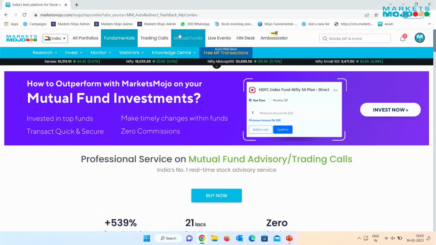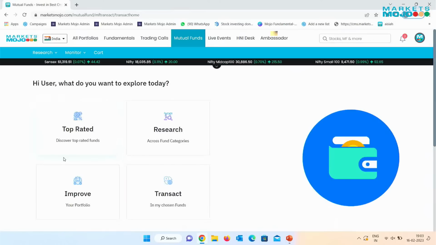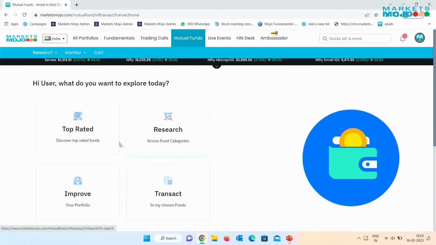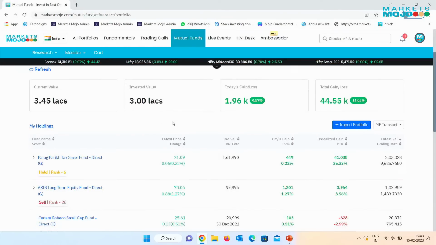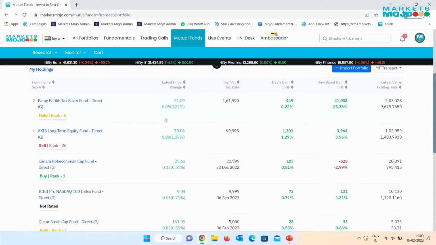So now as we are on the website over here, if you just click on mutual funds, which is the 4th option. Okay, so this is divided into 4 different things over here. You can research the top rated funds, okay, across categories. You can have a look at your portfolio. It's really easy to import your portfolio onto this particular portal. You have to just add your PAN card and do an OTP verification. The best part about this is that you can get all your mutual funds in one place.